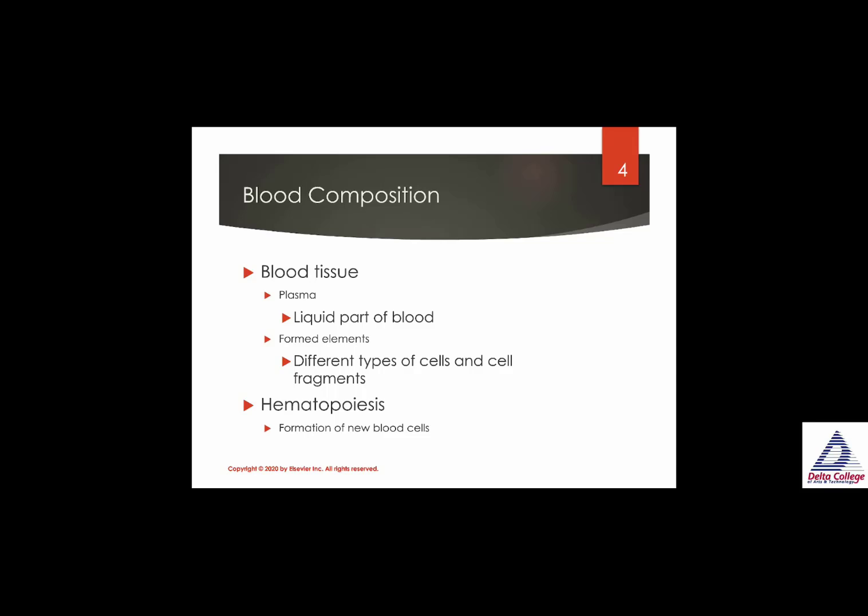So, blood composition. Blood tissue is formed from plasma, which is the liquid part of the blood. Usually, if you look at a test tube, it's the yellow part on the top. Then we have formed elements. These are different types of cells and cell fragments. Hematopoiesis means the forming of new blood cells.